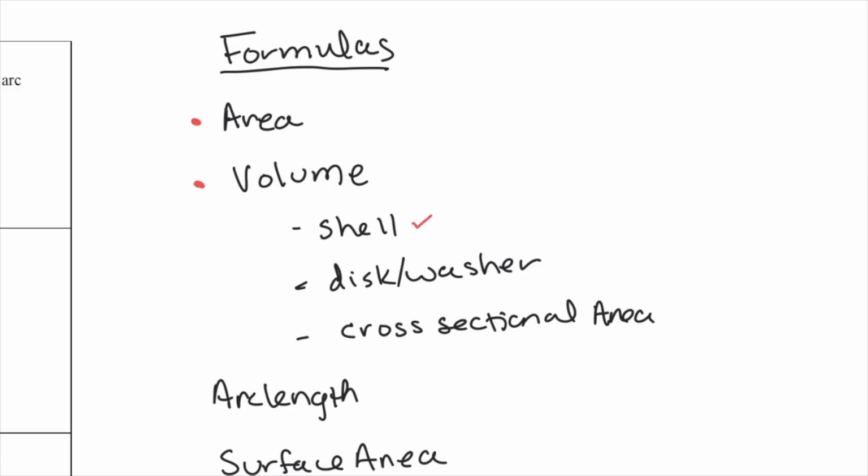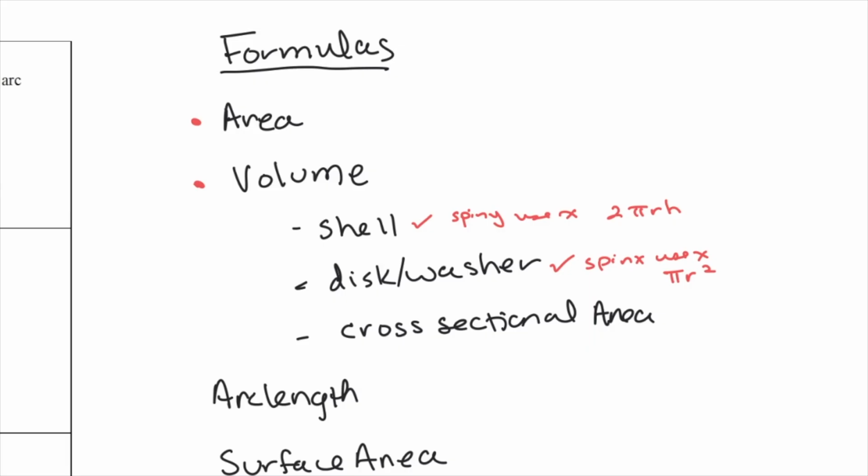Know when to use your shell method. Know when to use the disc washer method. Remember for shell, ideas such as if you are spinning on the y-axis using the x values, 2 pi RH, use the shell method. Disc washer, spin x, use x, that's going to be pi r squared. Know how to move the axis of revolution to something other than the x or y axis.